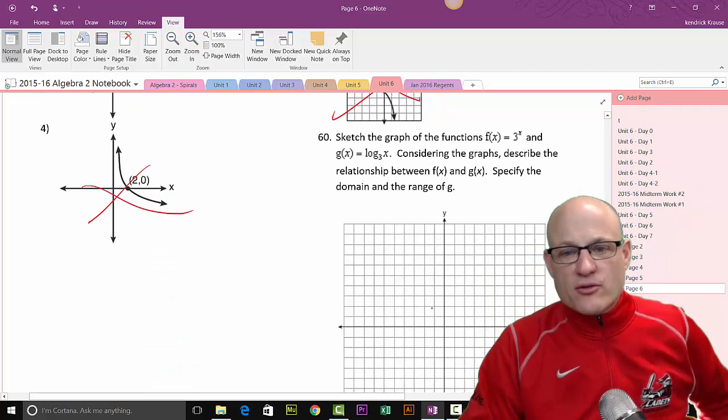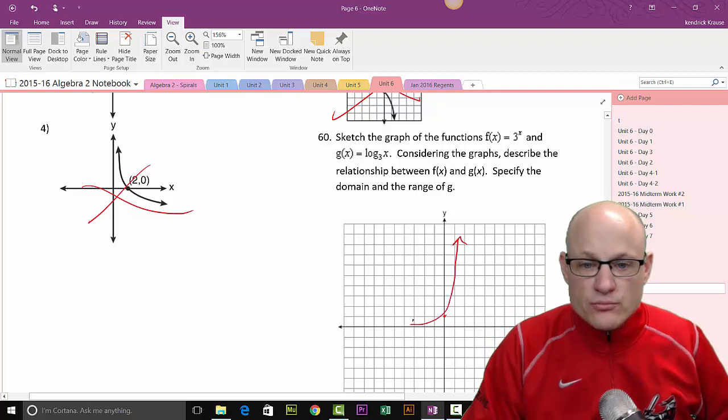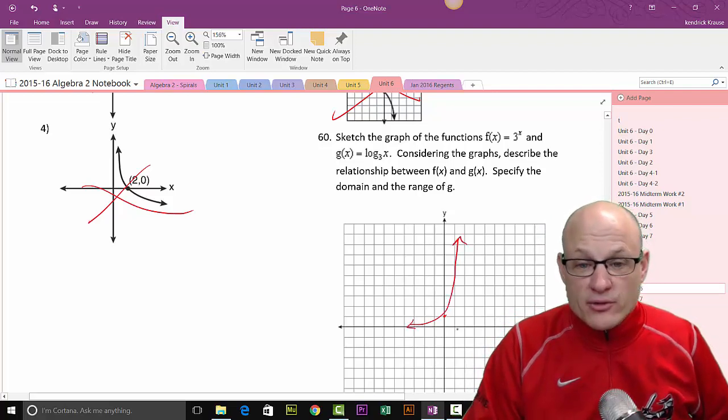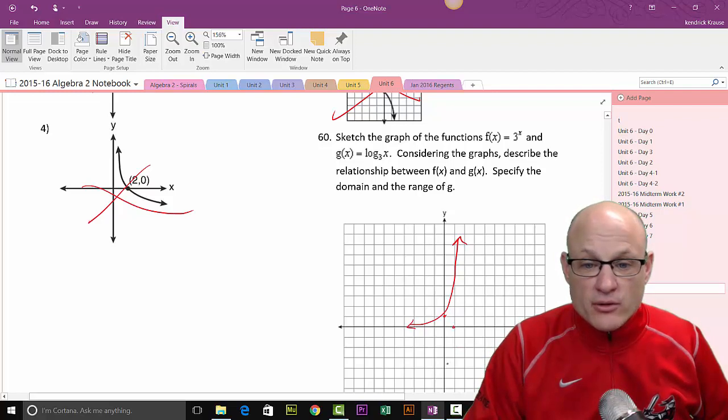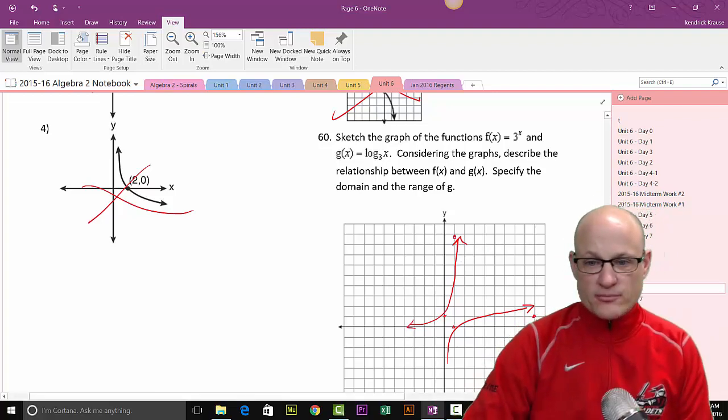All right, the graph of log base 3 of x would go through here, and it would look like this. The log base 3 of x would go through the point 1, 0, and it would look like this. It also goes to the point 3, 1. This one also goes to the point 1, 3. But you can use your calculator to graph those.